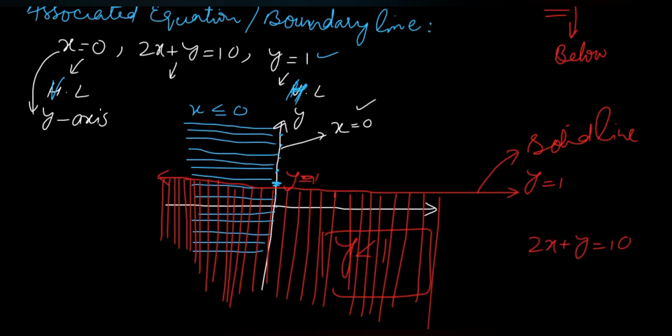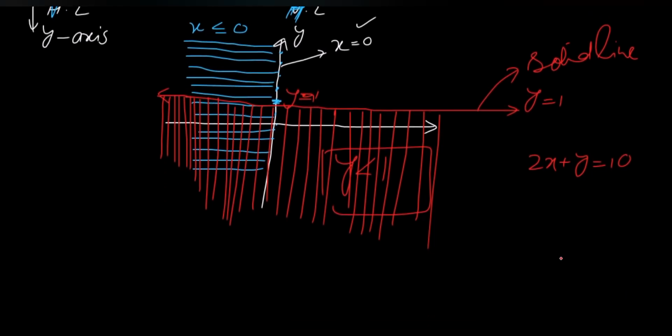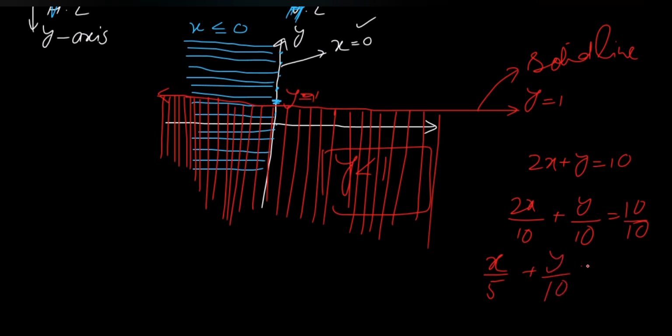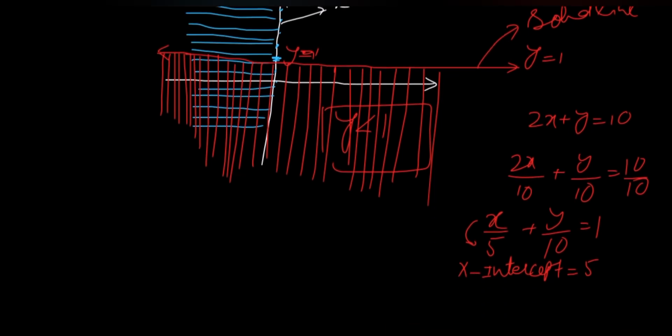As this line has both variables x and y, we convert this line into intercept form by dividing both sides by 10. We have 2x by 10 plus y by 10 is equal to 10 by 10. This will become x by 5 plus y by 10 is equal to 1. This shows that your x-intercept is 5. The number in the denominator of x is 5. This shows x-intercept is equal to 5. X-intercept is a point where the line cuts the x-axis.